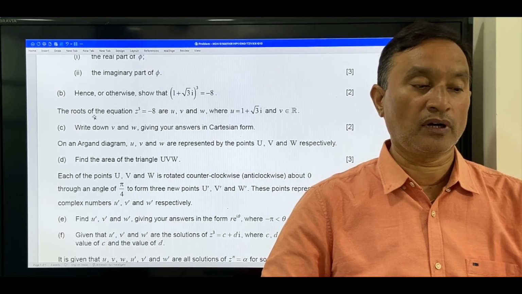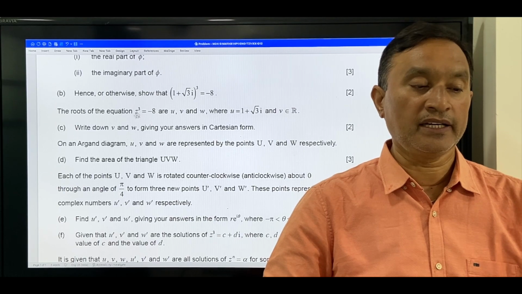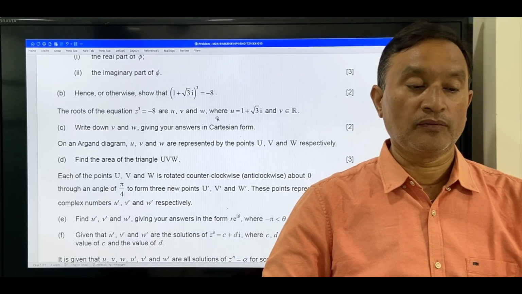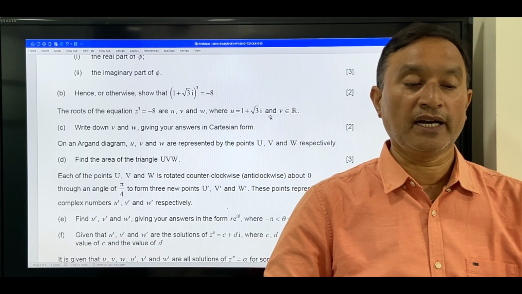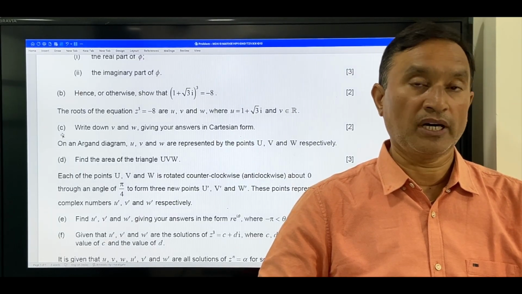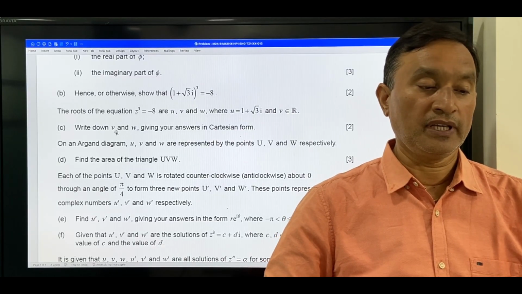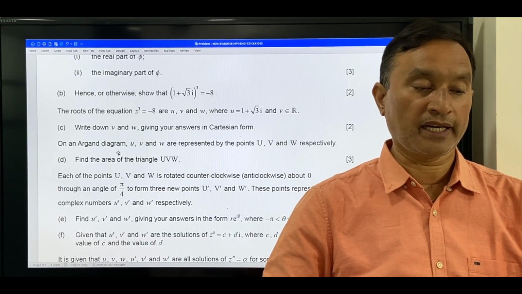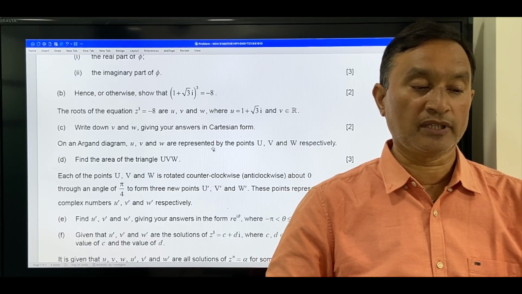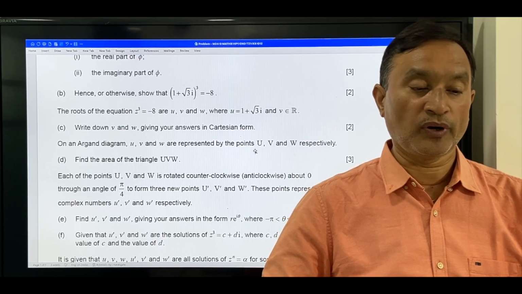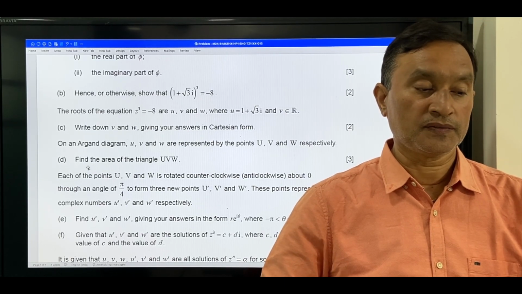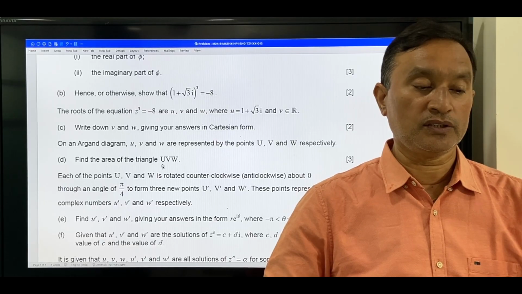The roots of the equation z cube equals minus 8 are u, v and w, where u equals 1 plus root 3i and v belongs to R. Part C. Write down v and w, giving your answer in Cartesian form. On an Argand diagram, u, v and w are represented by the points U, V, W respectively. D. Find the area of the triangle UVW.